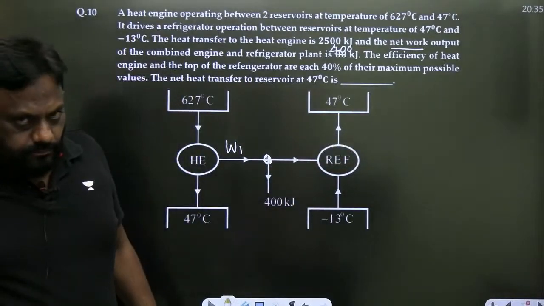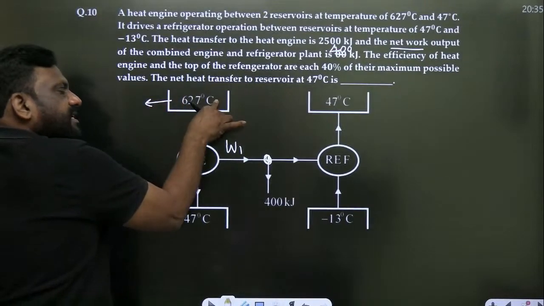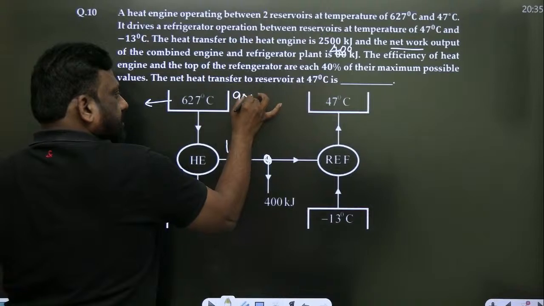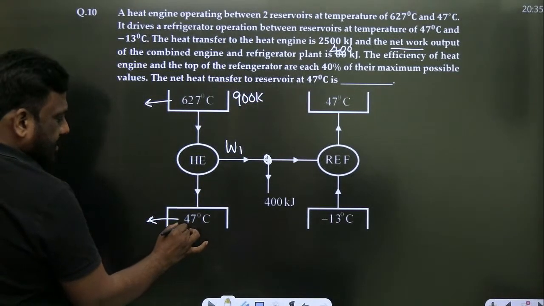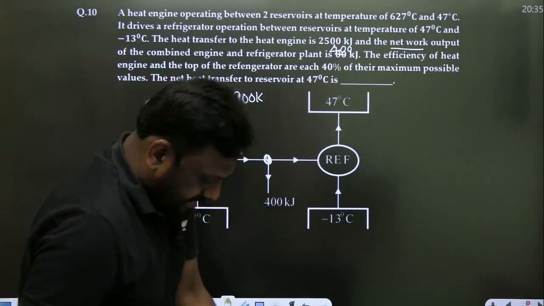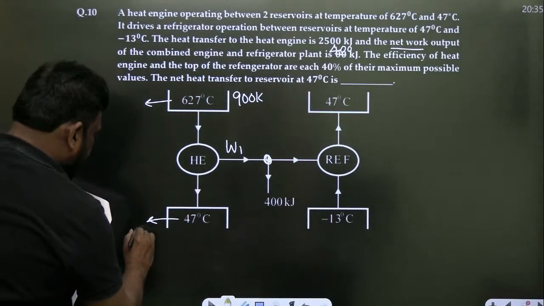No. देखो, इसको केल्विन में कन्वर्ट करो. 627 कितना होगा सर? 900 ना? 900 केल्विन. ठीक है. इसको केल्विन में कन्वर्ट करो सर. कितना रहे? 273. मैं भी पागल हूं, तुम भी पागल है. आ गया वो? ये कितना आ रहा है? 320 आ रहा है. यस.